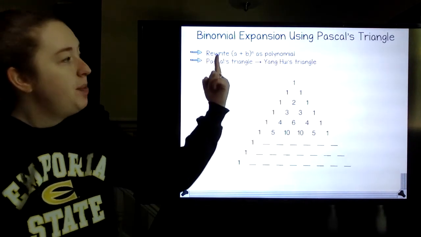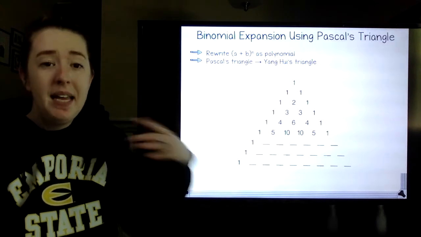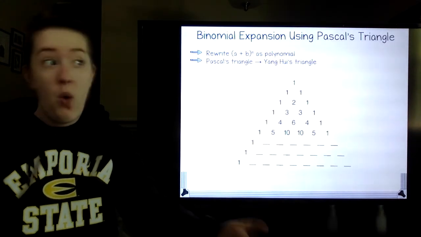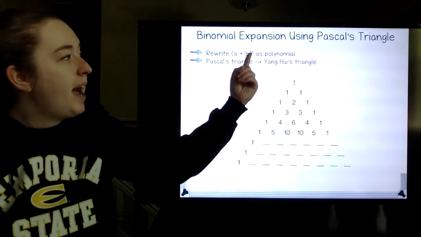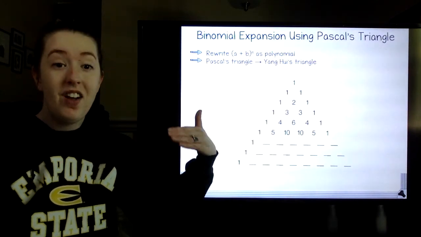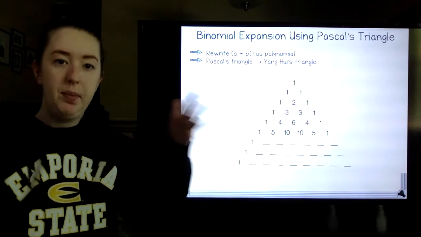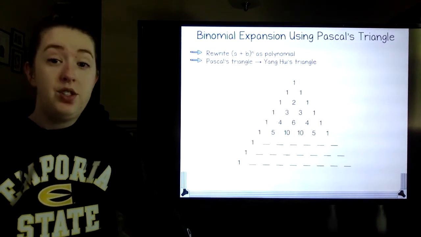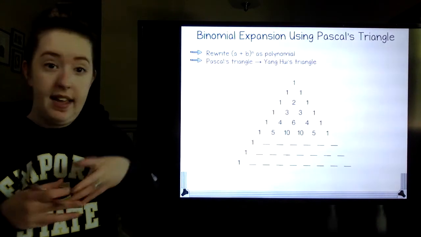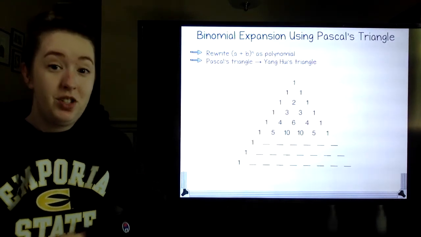A binomial is when we have two terms added together, so a plus b, x plus 4, y plus 7, something like that, to a power. When we write that all out as a polynomial, that's binomial expansion. So, when we multiply that entire thing out. One way to expand a binomial is to use Pascal's triangle.